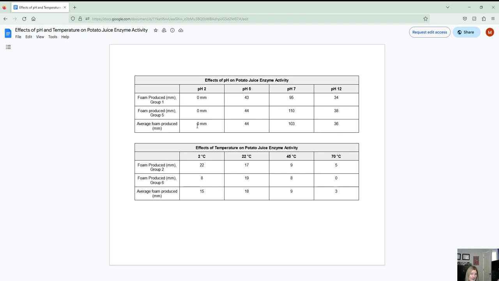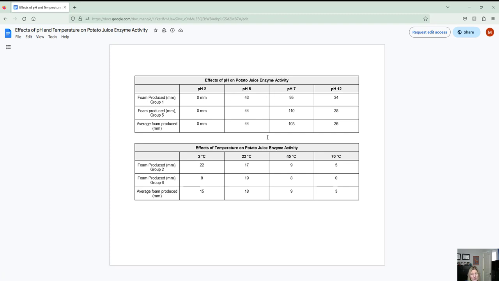pH 2, which is a strong acid, produced none. So why do you think this happened? Why did we get the neutral pH showing the highest amount of foam produced? So extrapolate, what happened there? The enzyme must work pretty well under normal or neutral pH. But when we increase the pH to a more alkaline, look at what happened to the foam. The enzyme didn't work as effectively because we didn't produce as much foam.